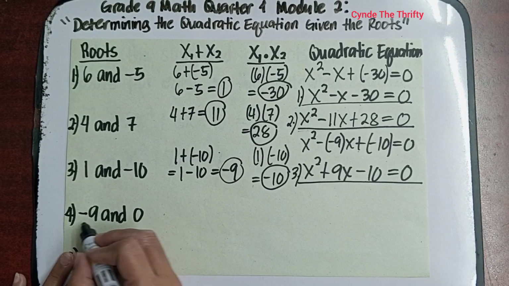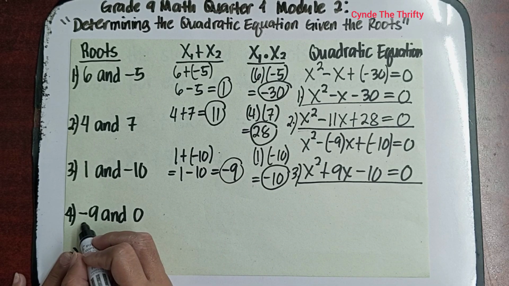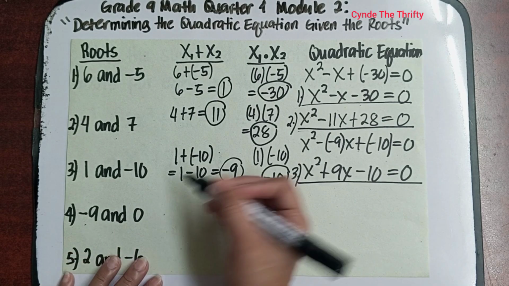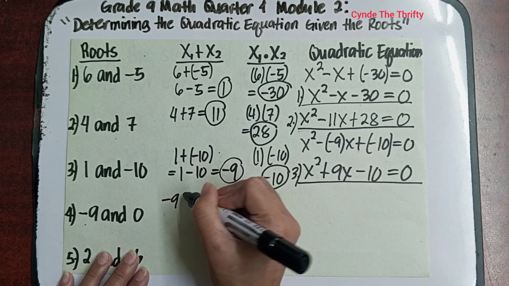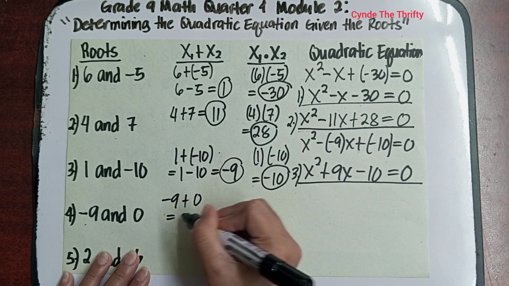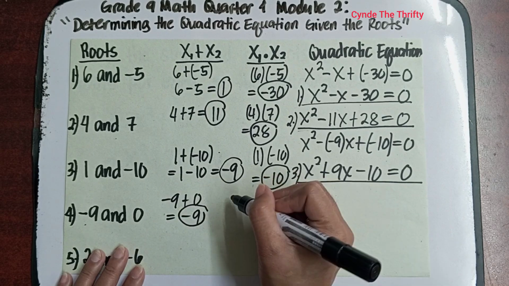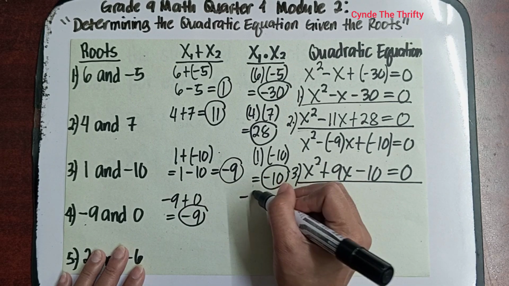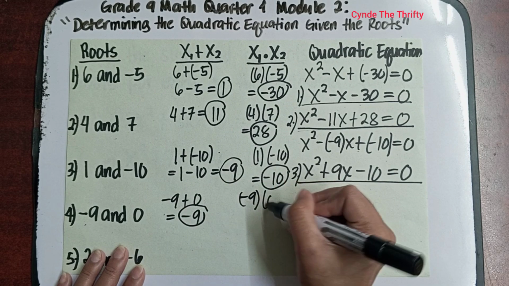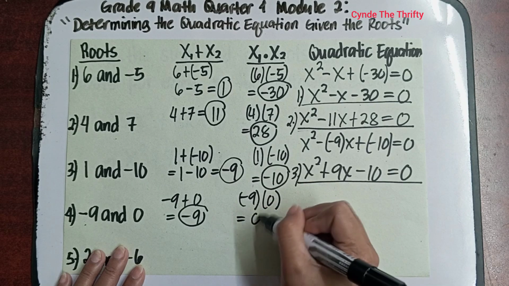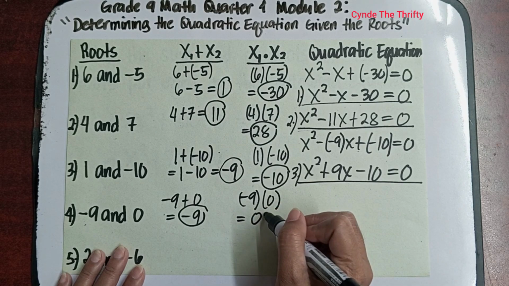So, ang given natin na roots is negative 9 and 0. So, x sub 1, negative 9 plus 0 is equal to negative 9. So, ang sum of roots natin is negative 9. Ang product of roots naman is negative 9 multiplied by 0 is equal to 0. So, ang product of roots is 0.